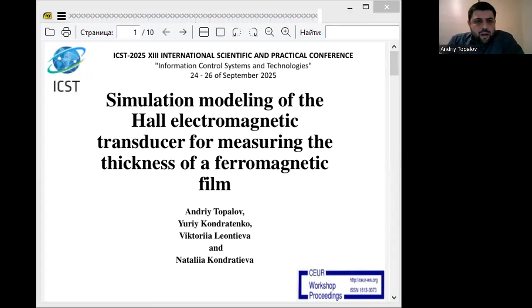Good day. Allow me to present a work on the topic: simulation modeling of the whole electromagnetic transducer for measuring the thickness of ferromagnetic film. The structure of this presentation consists of the following points: introduction, block diagram, grid structure, Hall sensor model, mathematical justification, magnetic field distribution, computational results, and conclusions.